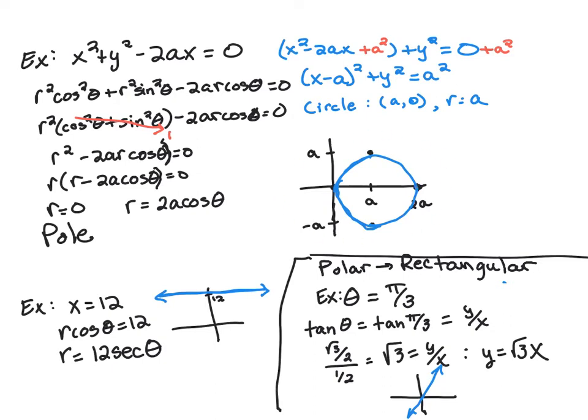And the way I know it's that circle is looking at the original. If I group my x things together and I complete the square, I take half of 2a, square it, and add it to both sides. This is a perfect square, x minus a squared, plus y squared. That is the equation of a circle centered at (a, 0) with a radius of a. So here's the point (a, 0). I'm going to go over a, backwards a, up a, and down a, and connect my dots.